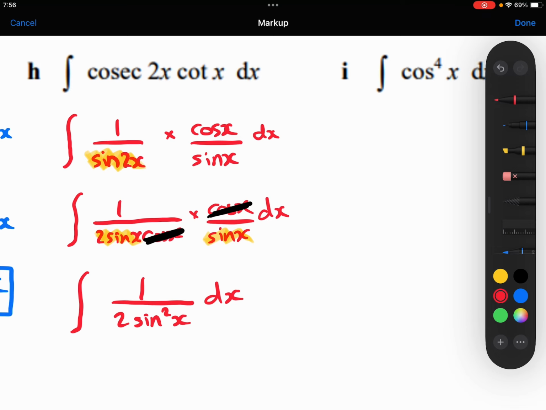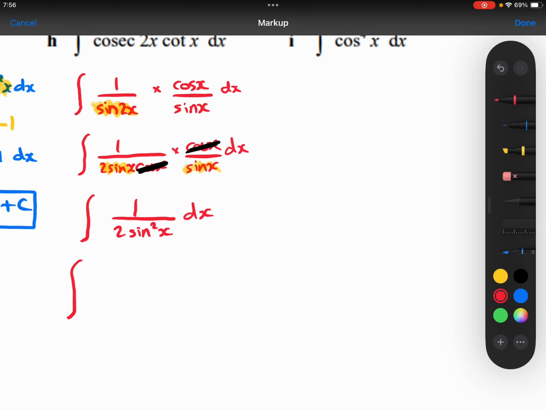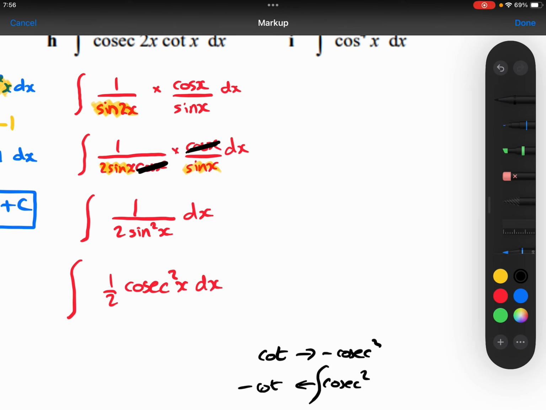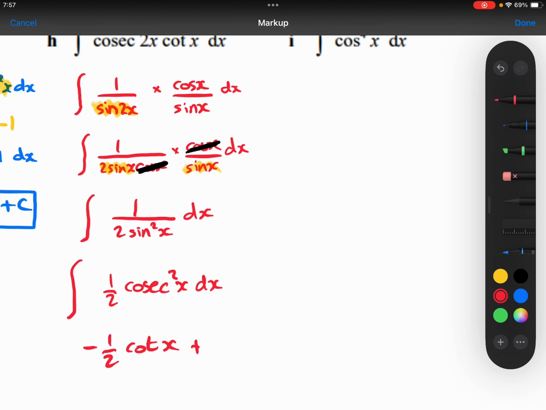Well, 1 over sine is cosec, so I could rewrite this as the integral of 1/2 cosec squared dx. Here's my 1/2, and the 1 over sine squared has become the cosec squared. And that's useful because we know what the integral of cosec squared is. It's on our formula sheet. Our formula sheet tells us that cot differentiates to be minus cosec squared. Therefore, cosec squared is going to integrate to be minus cot. Check that out on your formula sheet. So this is going to integrate to be minus 1/2 cot x plus c.